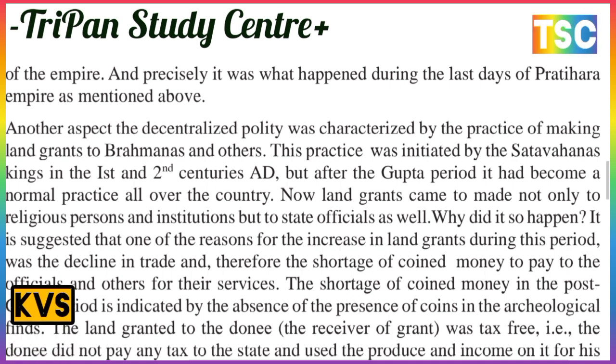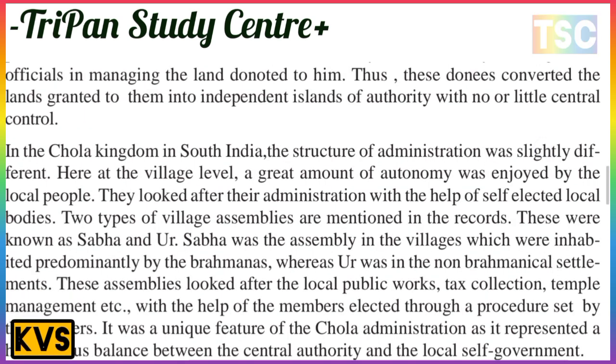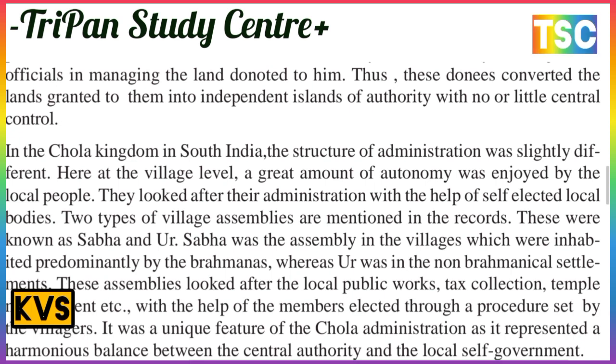The land granted to the donees, the recipients of the grant, was tax free. The donees did not pay any tax to the state and used the produce and the income from it, paying the officials managing the land donated to him. Thus, the donees converted the land granted to them into independent islands of authority, with no or little central control.